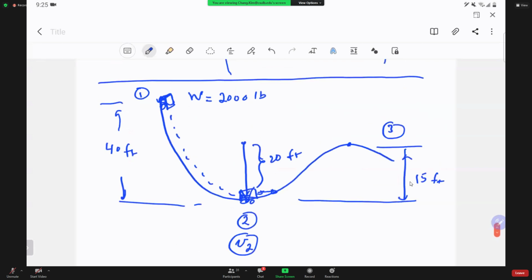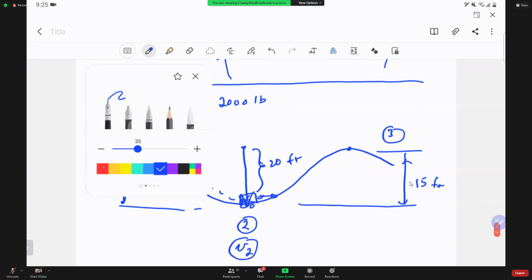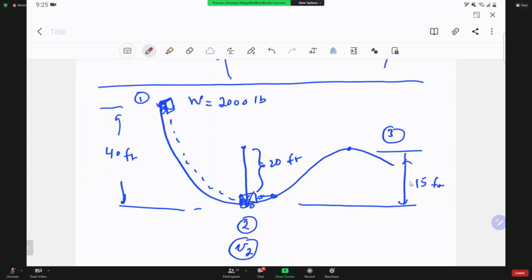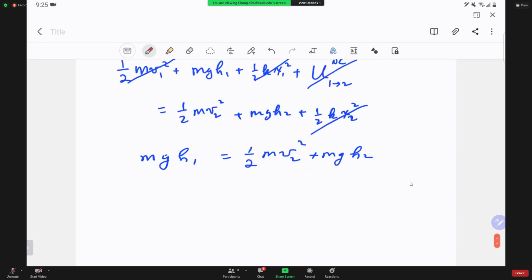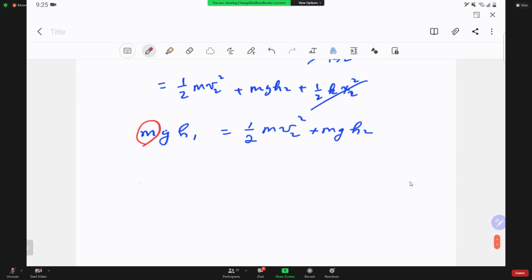Now, I wanted to set up my coordinate system. It doesn't matter where you want to do it. Maybe from here, y goes up, or h, the height, goes up. So position 1, the mass is 2,000 pounds divided by 32.2.